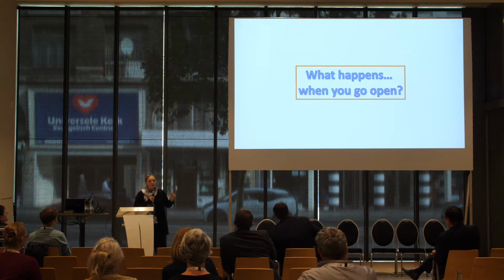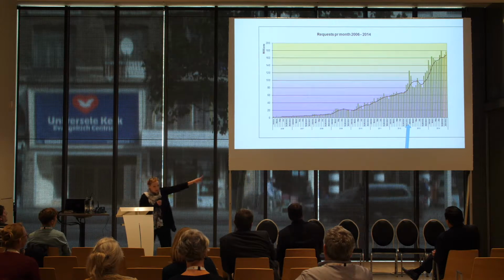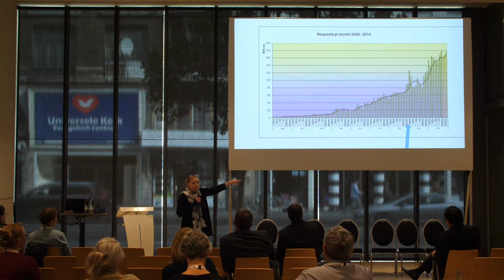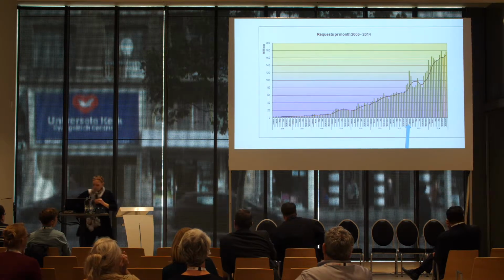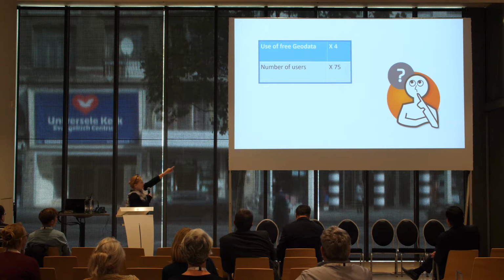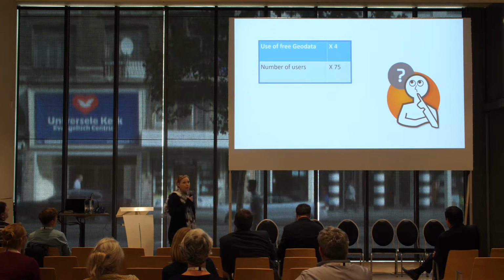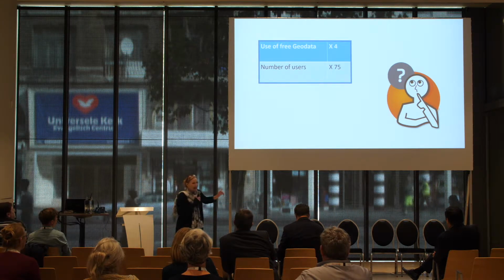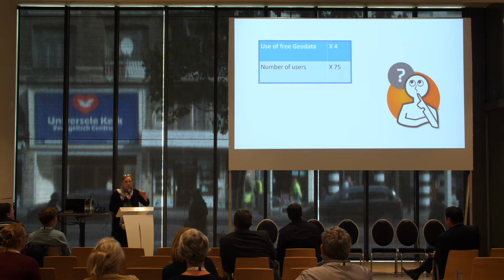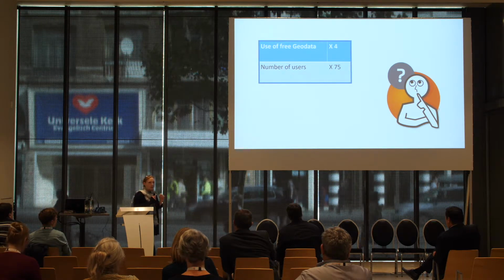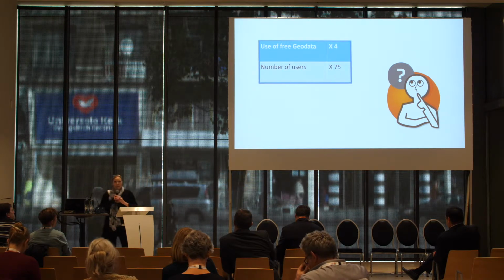Thank you. So what happens when you go open? What you see, the arrow here, is when we went open in 2013. Poof, a lot of hits. And that is pleasing. What you see is a 75 times increase in the number of users. That's a huge amount. But we also had a lot of questions from the users, because many of them were new users and they were not geospatially skilled. They came from all domains, and even my mother tried to log on.